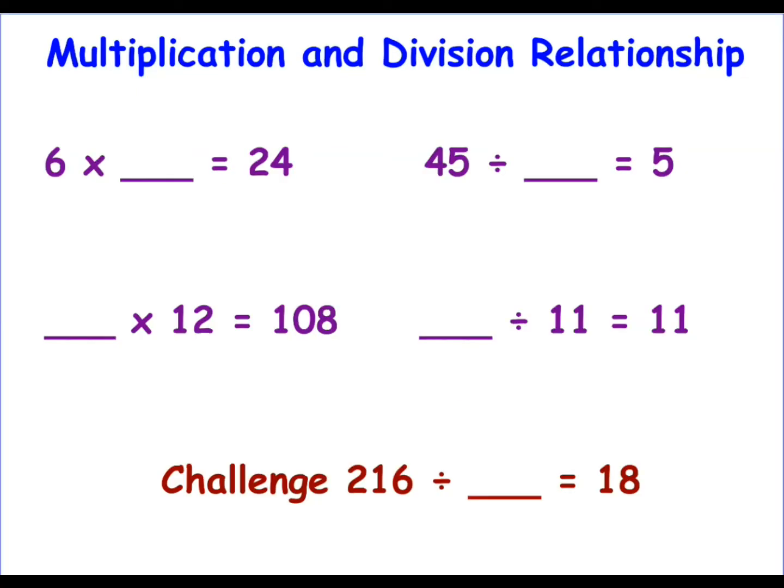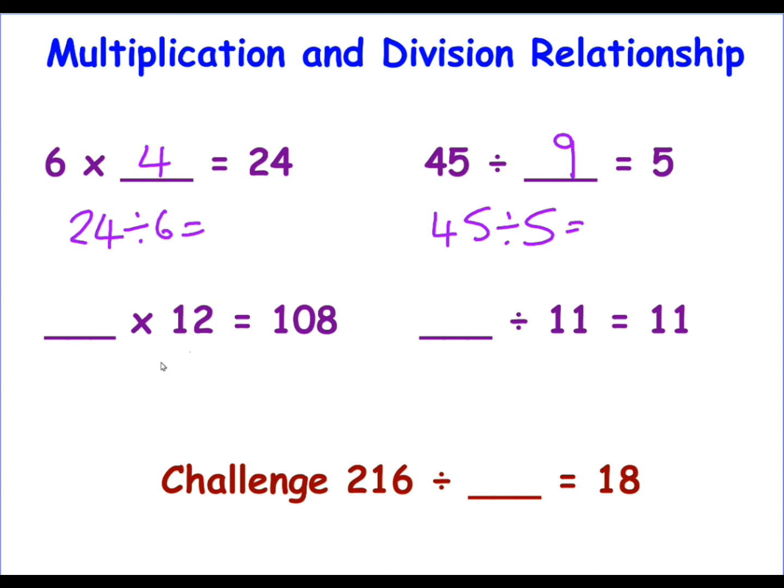Related to multiplication and division relationships are the reverse process, where they'll give you a problem with something missing within that problem. So when you look at 6 times something equals 24, from our reverse relationship, you should know 24 divided by 6 would give us that missing thing, which is 4. 6 times 4 is 24. Here, again, our reverse relationship would say 45 divided by something gives me 5, but also 45 divided by the 5 will give me this missing number, which is 9.